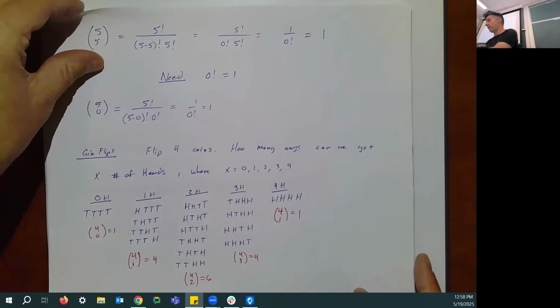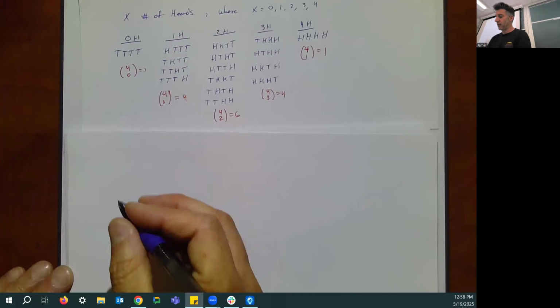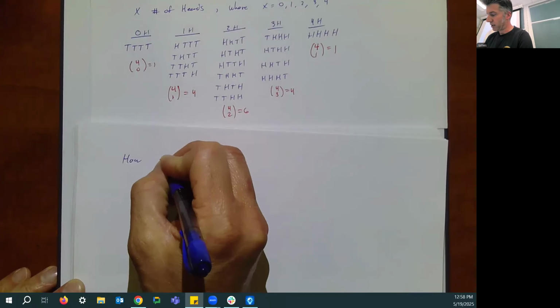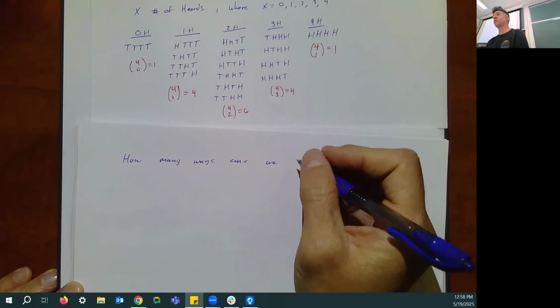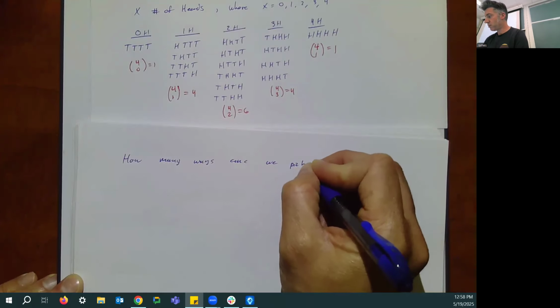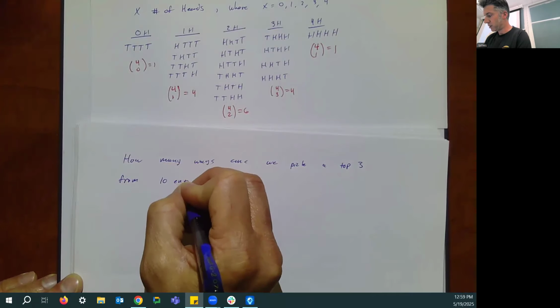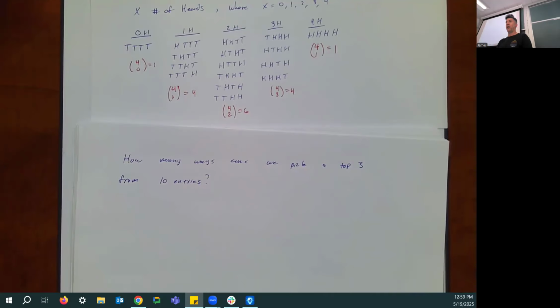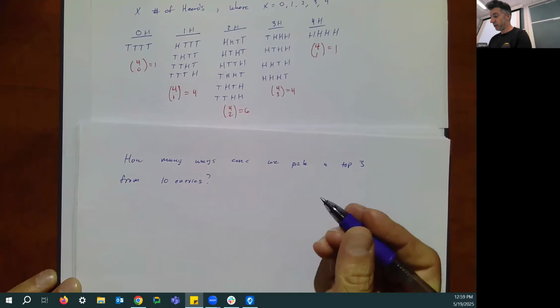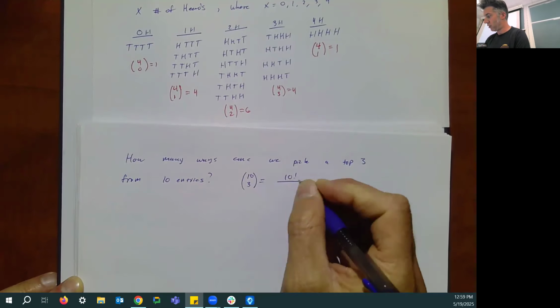So we go back to our example of the art entries, and we have, say, how many ways can we pick? Now, instead of picking first, second, and third, we're just going to pick a top 3. Top 3 from 10 entries. And we just say each of the 3 is a winner. Not first, second, and third, just winner, winner, winner. Well, that's going to be 10 choose 3, which is going to be 10 factorial over 10.